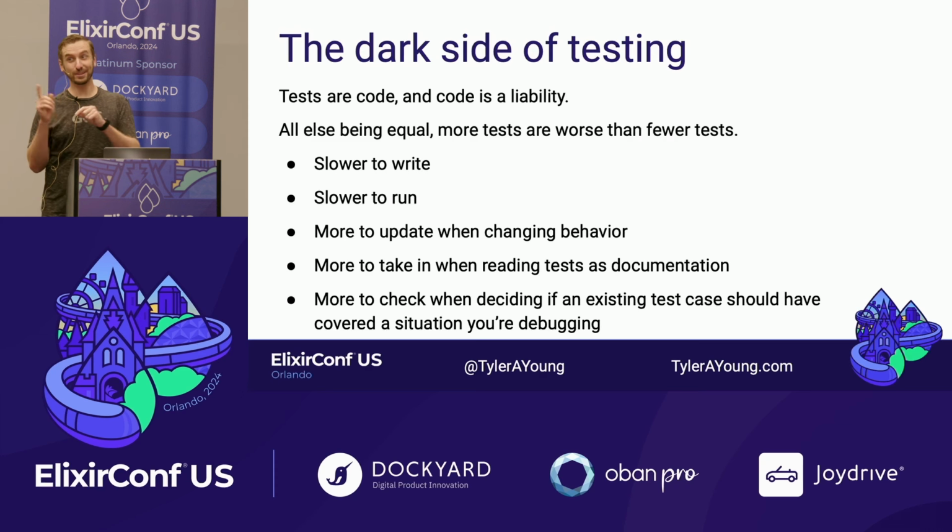All else being equal is doing a lot of heavy lifting in that sentence, because of course what I mean is if you can have the same level of confidence in your system while having fewer tests, that's a good thing. Your test suite will be faster to run, faster to write, of course. There will be less to deal with when you're trying to change behavior later, because inevitably, this permission system is going to change. Product's going to come in and say, actually, this role should not have this permission or whatever. And of course, having fewer tests means there's less to read when you're trying to understand the system, when a new person on your team is trying to come in and make sense of it.